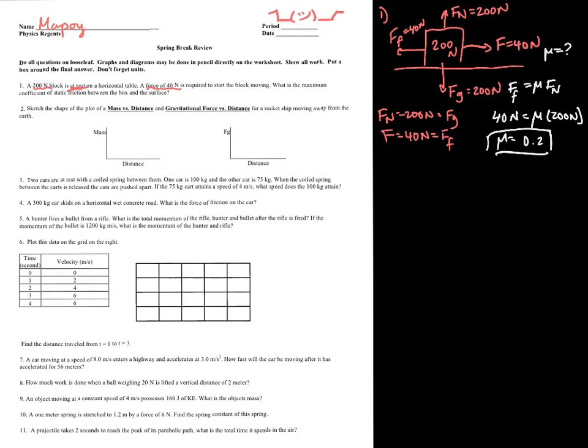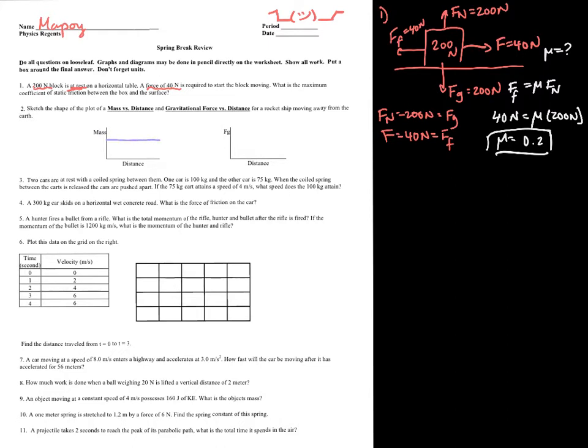Number 2, sketch the shape of the plot of mass versus distance and gravitational force versus distance for a rocket ship moving away from the Earth. We should already know that right off the bat, mass doesn't change, regardless of how far away you're moving from the Earth. It's the weight, the gravitational force, that depends on gravity; mass is not. It's dependent on the amount of particles you have in your system. It's not going to change when you move away from the Earth. So this should stay constant, regardless.